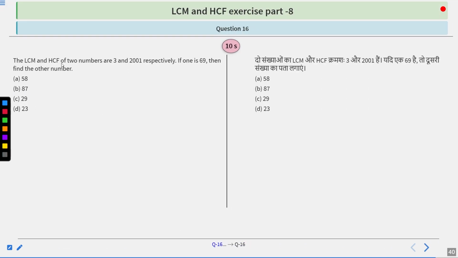The LCM and HCF of two numbers are 2001 and 3 respectively. If one is 69, then find the other number. And options are 58, 87, 29, and 23.